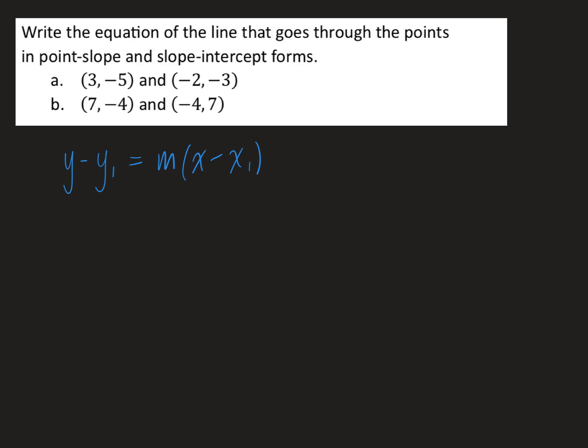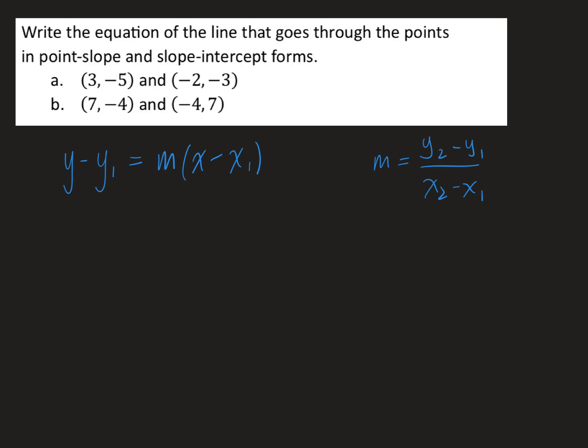Importantly, I want to point out that both the point slope and the slope-intercept form require you to know the slope. And in both of these scenarios, you don't know the slope. So we need to find the slope first, which is m equals y2 minus y1 all over x2 minus x1. And I think I'm going to just do part B and then let y'all try part A on your own.